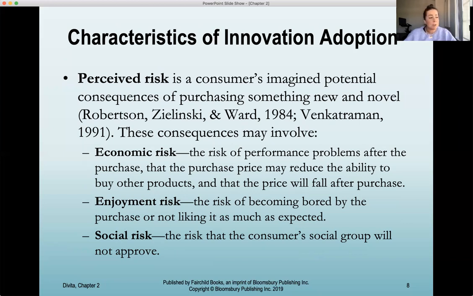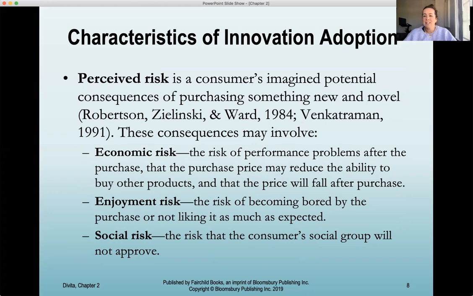So if I purchase those Prada loafers, even if I wear them every day, $2,500 out of my salary is going to a material good that could essentially go on towards my mortgage, right? So it's a huge economic risk. The purchase price may reduce the ability to buy other products, and sometimes it's an economic risk because that price sometimes will fall after purchase.